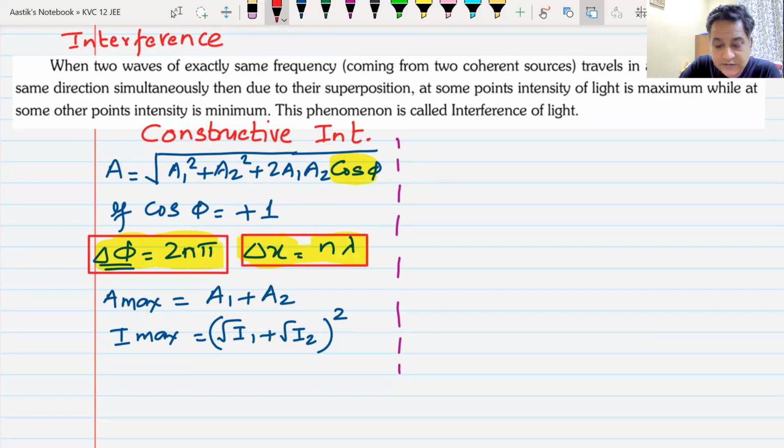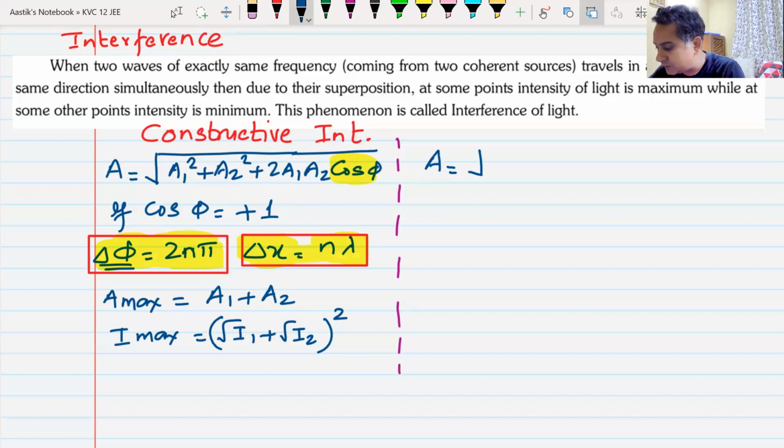Constructive interference. What will be the other case? One interference, as you can see, is constructive interference. The next type of interference is definitely destructive interference. What do you mean by destructive interference? So let us now go back. My resultant amplitude was under root of a1 square plus a2 square.